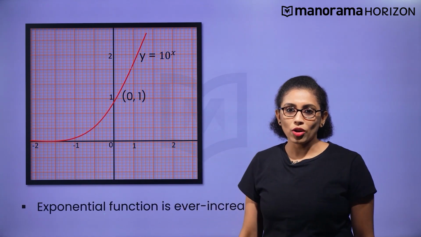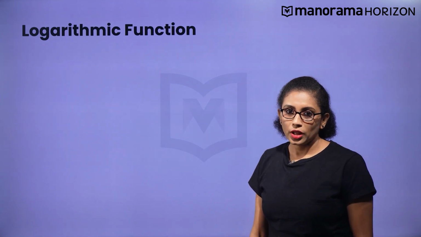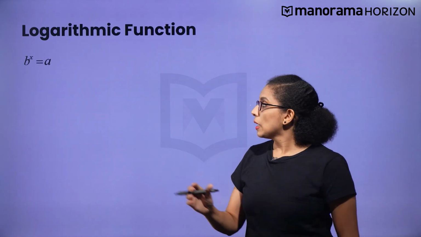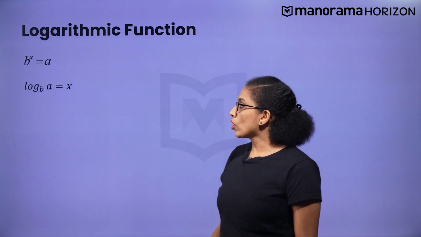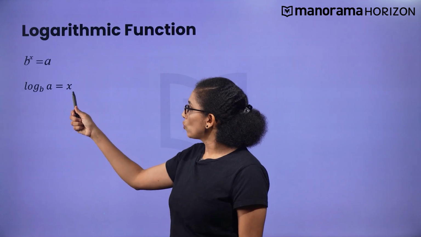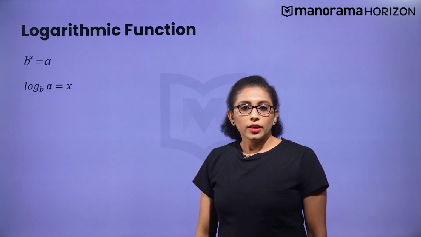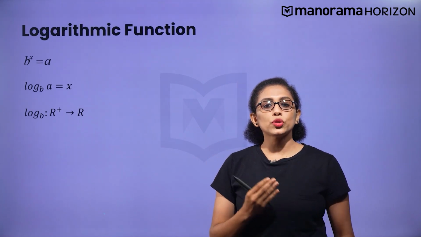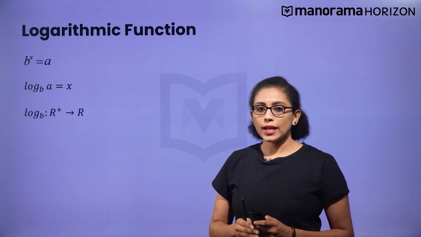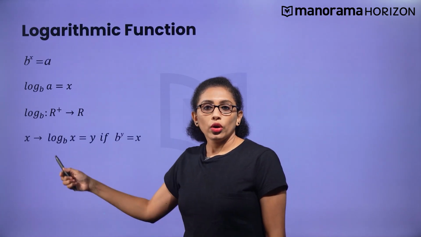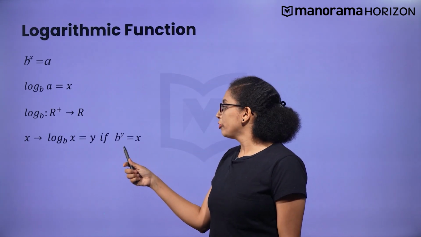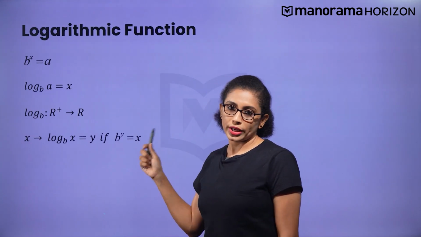Now it's time to look at logarithmic functions. Let b greater than 1 be a real number such that b raised to x is equal to a. Then we say the logarithm of a to the base b is equal to x. A logarithmic function is a function from positive real numbers to all real numbers. Then x maps to log x to the base b is equal to y if and only if b raised to y is equal to x.